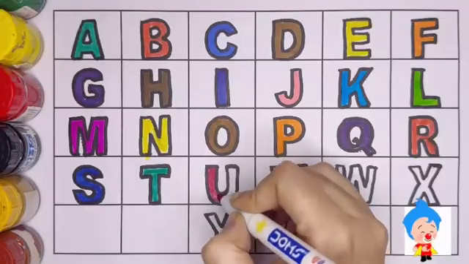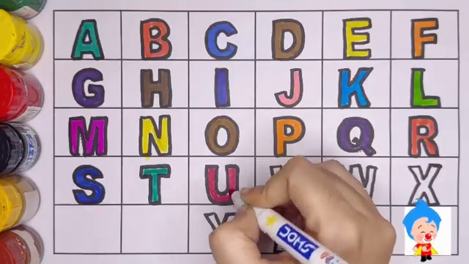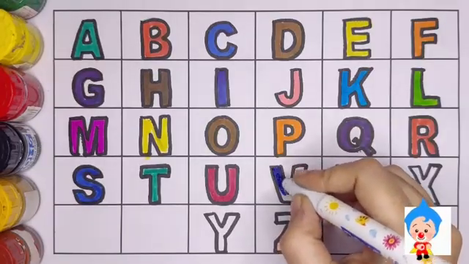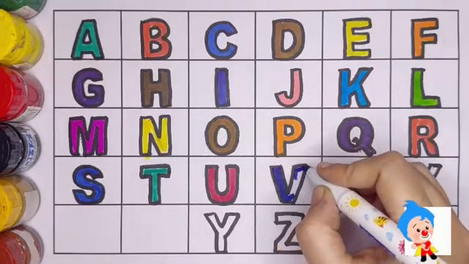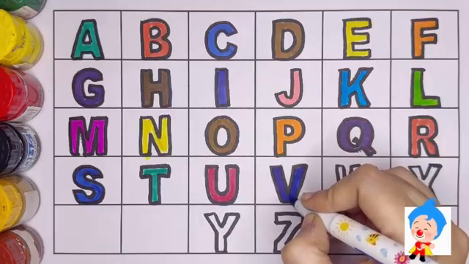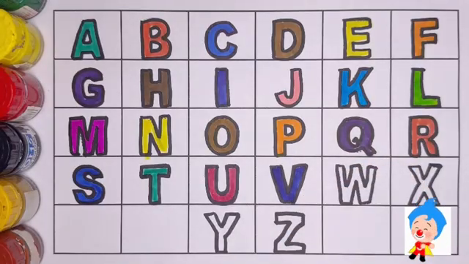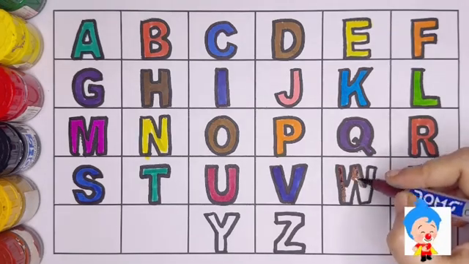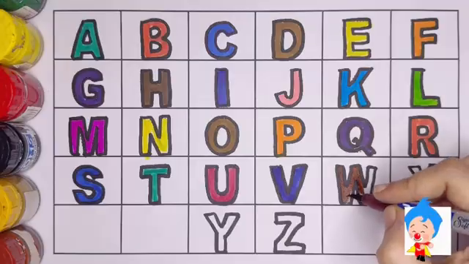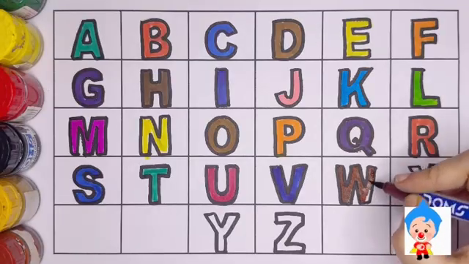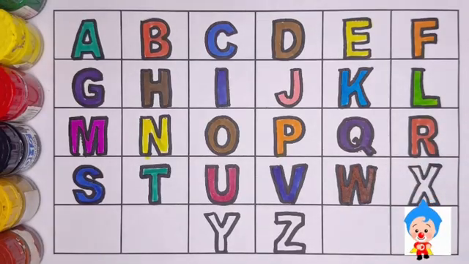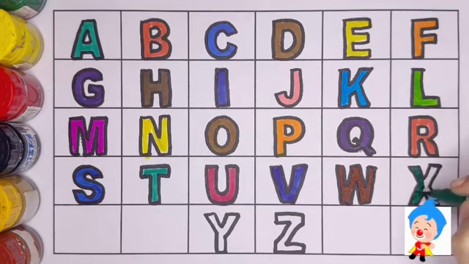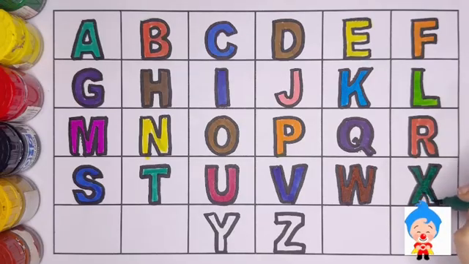U for umbrella. V for violin. Then comes which alphabet? W. W for watch. Then it's X. X for Xmas tree.